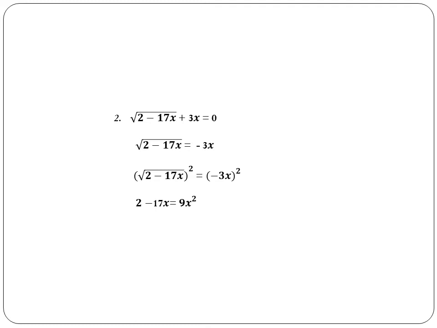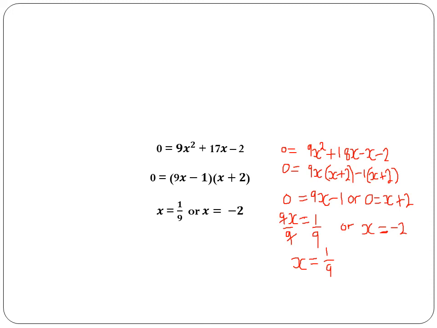And if we square negative 3x to the power 2, it means negative 3x times negative 3x will give us positive 9x to the power 2. So we are going to have 0 is equal to 9x to the power 2 plus 17x minus 2, after doing away with the square root. So learners, please pay attention to the workings here. Now we need to factorize here.